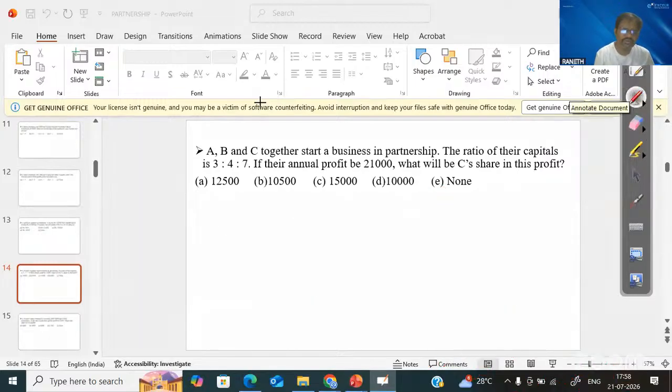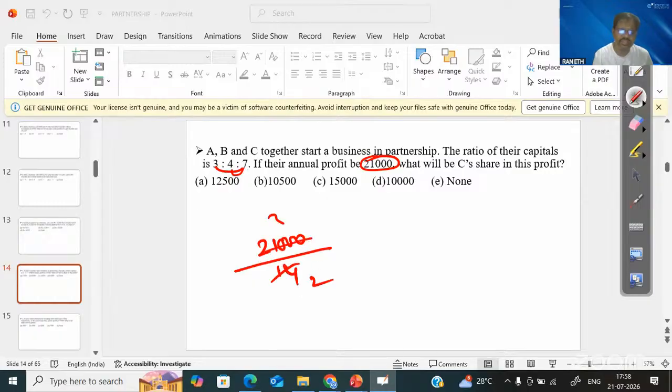So the ratio is 3, 4, 7 and the annual profit equals 21,000. 3 plus 4 equals 7, 7 plus 7 equals 14. So 21,000 by 14: 7 twos are 14, 7 threes are 21, so that will be equal to 1,500 times. The share of C equals 7. 1,500 into 7 equals 10,500. Answer is 10,500.